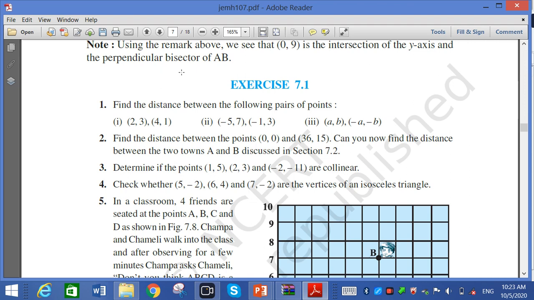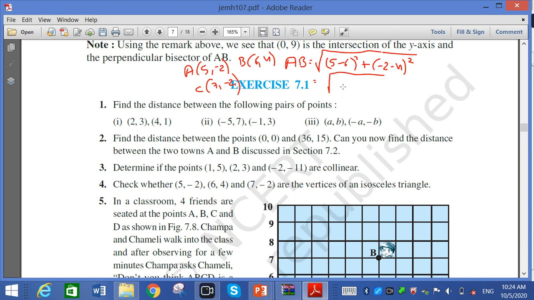So again I have to write here A, that is (5, minus 2), and B, that is (6, 4), and C, that is (7, minus 2). Now I have to find out AB. So distance AB: 5 minus 6 and minus 2 minus 4. 5 minus 6 is minus 1, square is 1. Minus 2 minus 4 is minus 6, square is 36. So the answer is 37, so root 37.